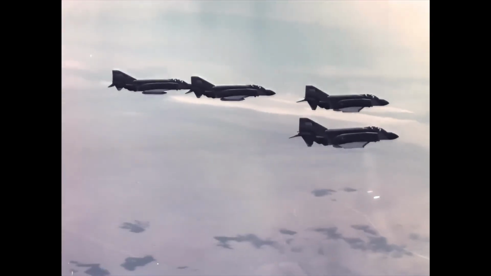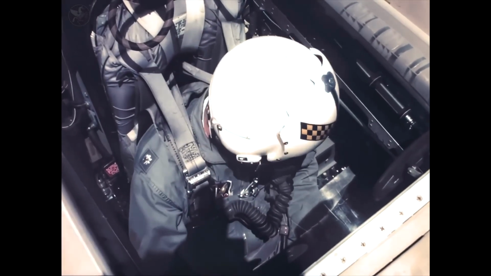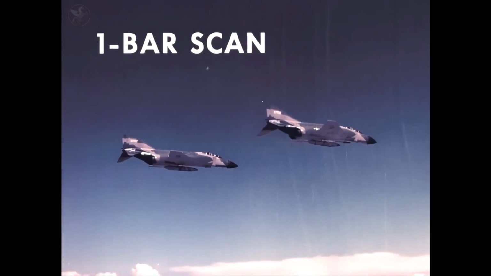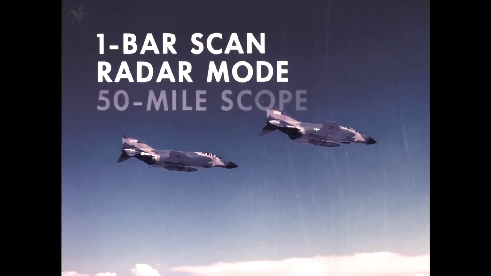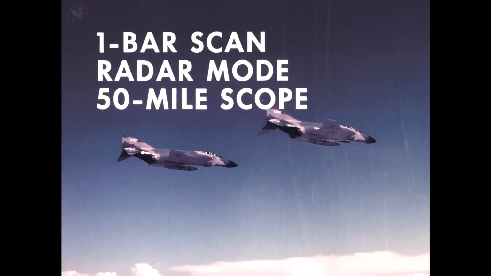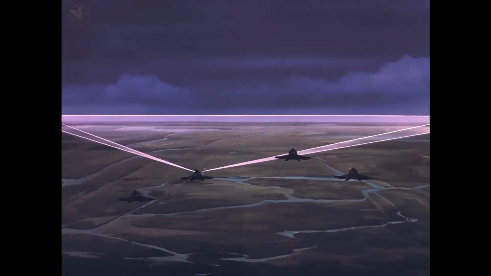Radar coverage in a flight of 4 is improved when each flight member searches a definite area with the minimum overlap. The lead aircraft selects 1-bar scan, radar mode, 50-mile scope, and adjusts the antenna elevation so that approximately half-inch ground return appears at the top of the scope. This radar search pattern supplements the leader's visual search area. The rear seat pilot maintains constant radar surveillance of his area.